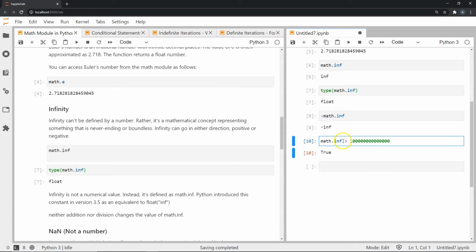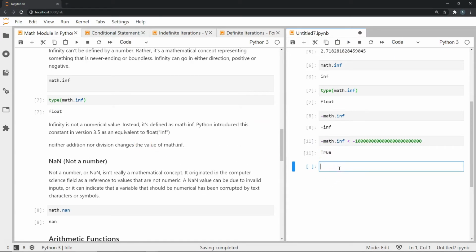And similarly, if I did minus math.inf and checked some very, very small negative number, so just consider some minus 10 to the power something, this should also be true. Sorry, it should be the smaller-than symbol. This should also be true because I'm checking minus infinity. It's smaller than any known number to us, and it is true, as you can see.